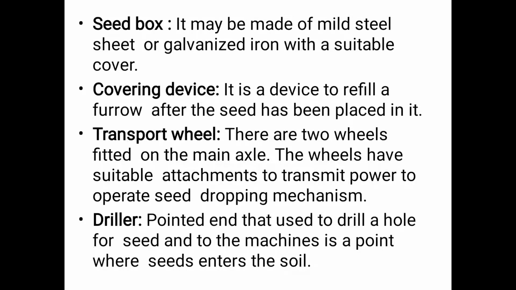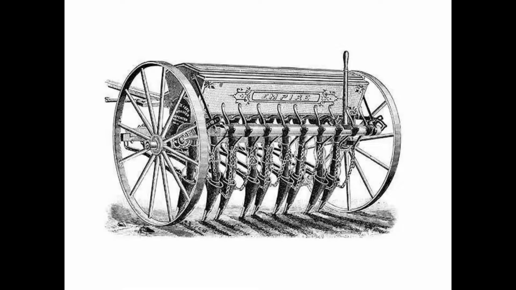Covering device. It is a device to refill a furrow after the seed has been placed in it. Transport wheel. There are two wheels fitted on the main axle. The wheels have suitable attachment to transmit power to operate the seed dropping mechanism. Driller. It has a pointed end that is used to drill a hole for seed, and it is the point where seed enters the soil. This is the seed drill.